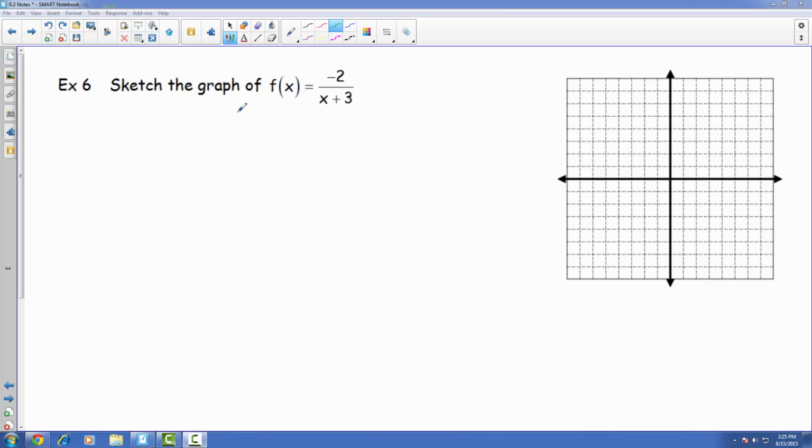Here we are at example 6 from the 0.2 set of notes. We're asked to sketch the graph of this particular function, and we can see that we are in that first case scenario where the degree on the bottom is larger than the degree on the top. As a result, for this rational function the horizontal asymptote comes out to be y is equal to 0.